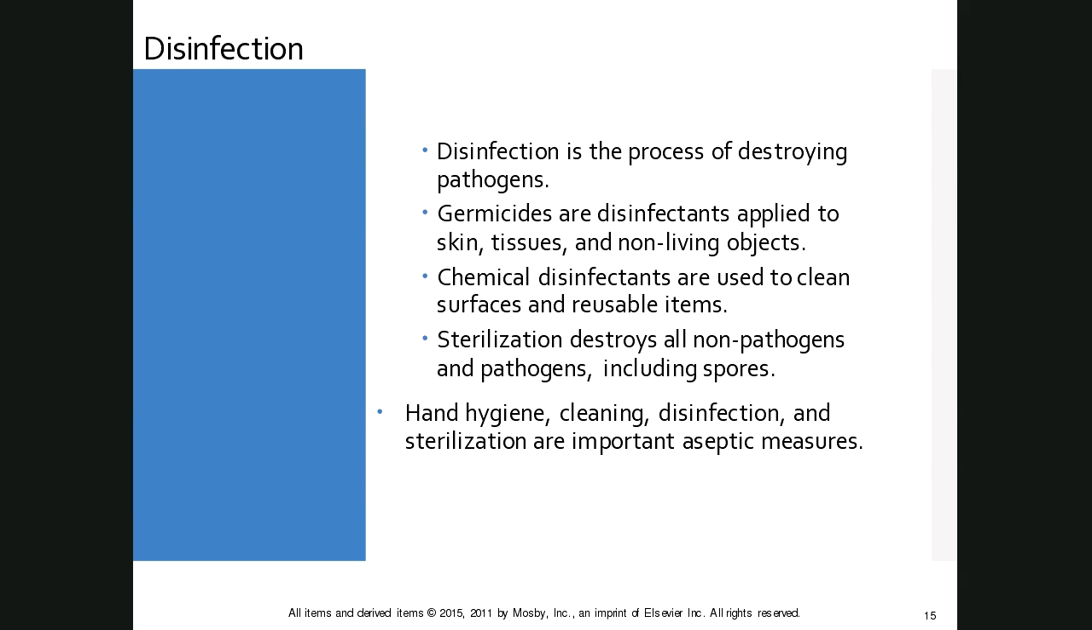When we disinfect something, this is the process of destroying the pathogens. So we use what's called germicides, to kill the germ. These are disinfectants that can be applied to skin, tissues, and non-living objects. Chemical disinfectants are used to clean surfaces and reusable items, your Lysol wipes or your Clorox wipes. Sterilization, though, destroys all non-pathogens and pathogens, including the spores. And that's a special process. Hand hygiene, cleaning, disinfection, and sterilization are all important aseptic measures.